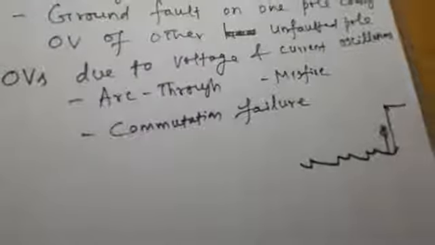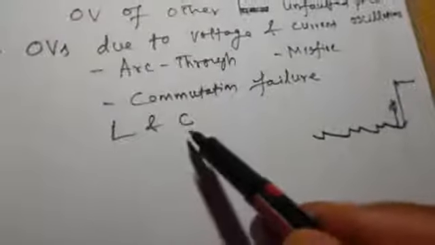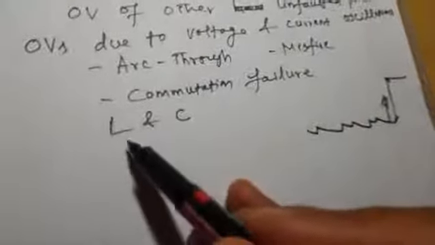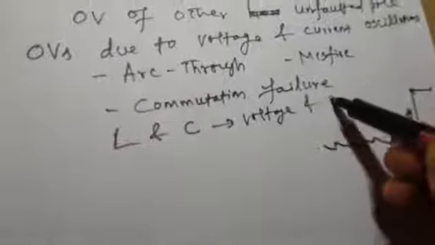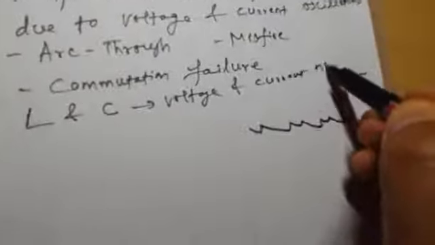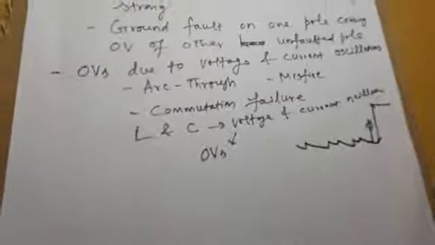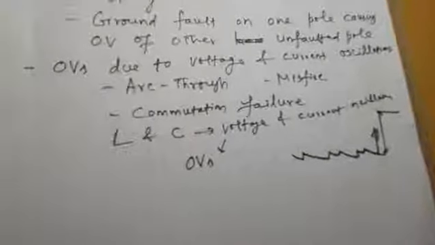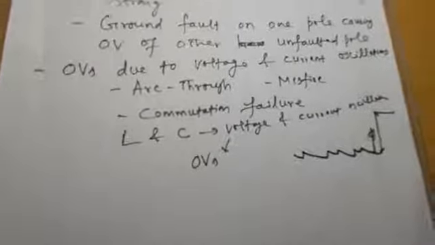And because of these sudden voltage jumps, in presence of L and C, in your HVDC system, there are inductances and capacitances. Whenever there is a sudden voltage jump, in presence of inductances and capacitances, there are voltage and current oscillations for some time, and these voltage and current oscillations give rise to overvoltages. So that means the converter maloperations like arc through, misfire, and commutation failure are responsible for overvoltages in presence of circuit elements like inductances and capacitances. So this is another cause.